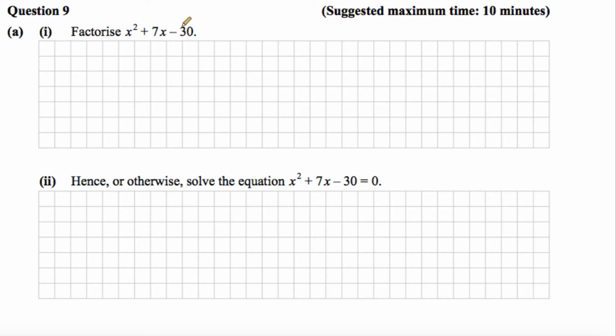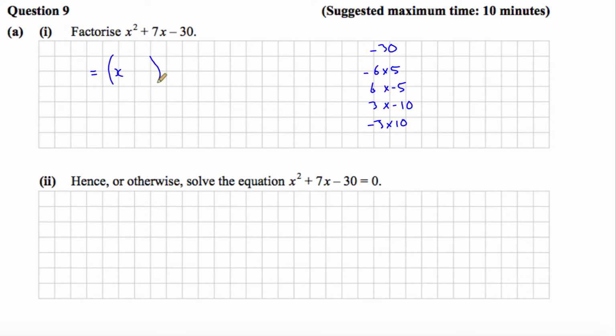So we want to find factors for minus 30 that add or subtract to give positive 7. Factors for minus 30 might be minus 6 by 5, or 6 by minus 5. Minus 6 and 5 gives you minus 1 when you add them, and 6 and minus 5 give you 1, so that's not it, we need 7. Other factors of minus 30 might be 3 and 10, so 3 by negative 10. If I add them I get minus 7, but I want positive 7, so it must be negative 3 and positive 10.